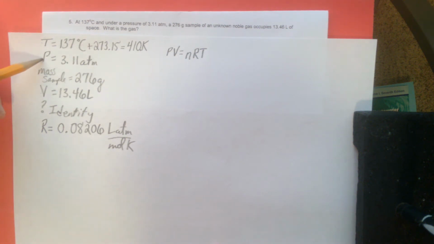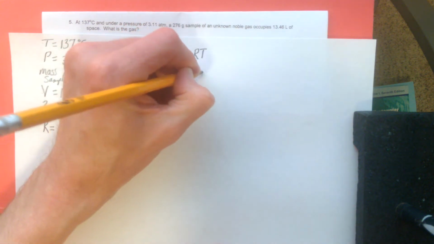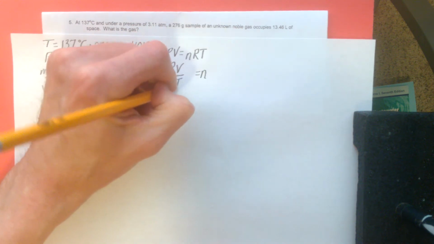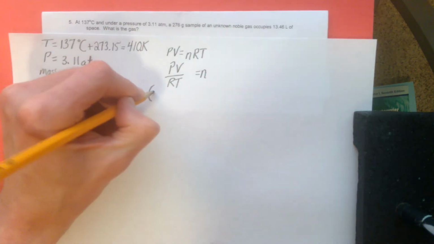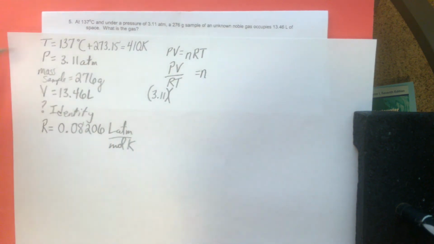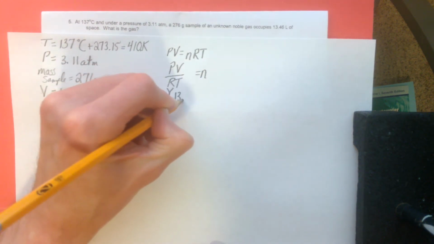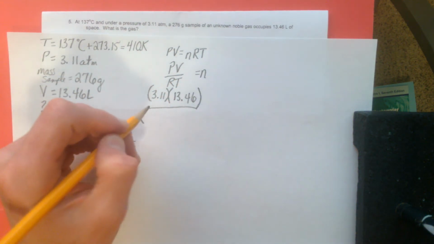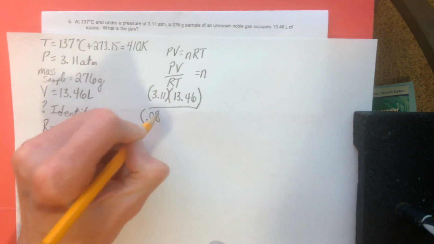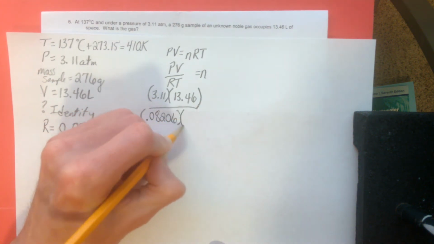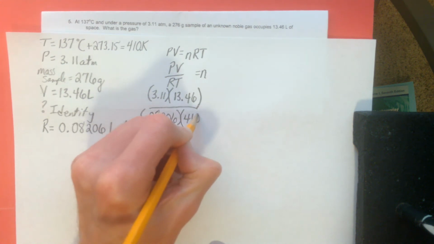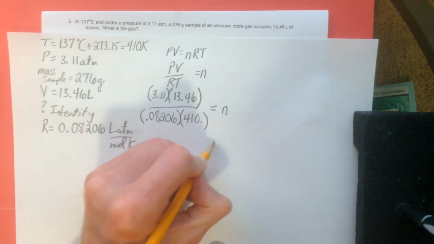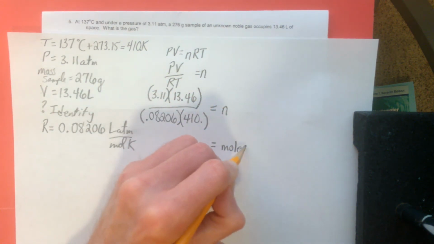We've got a T, P, V, and R, so we can solve for n. Now n is moles. So pressure is 3.11 atmospheres. Volume is 13.46. Our R is a constant, 0.08206. And our temperature that we converted to Kelvin is 410. So we have that, and that'll give us moles.